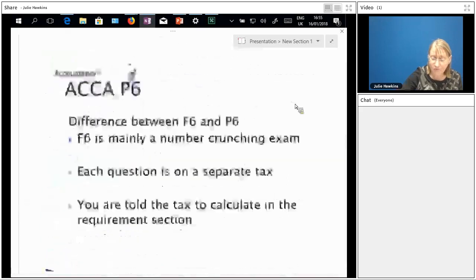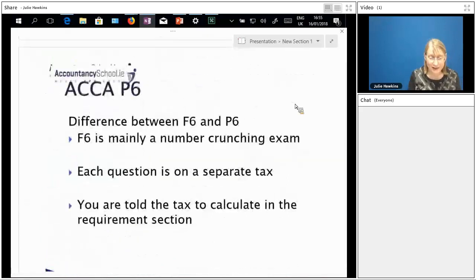Now, what's the main difference between F6 and P6? F6 is mainly a number crunching exam, and you spend a lot of your time doing calculations: income tax calculations, corporation tax calculations, and capital gains tax calculations. And you might actually have to work out the VAT due or payable or refundable to a business.